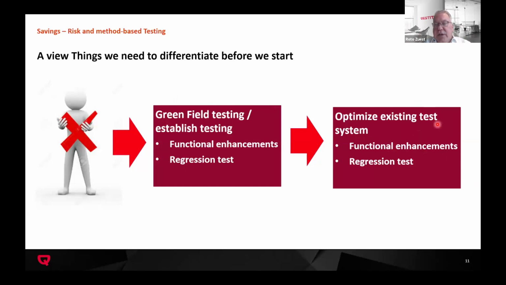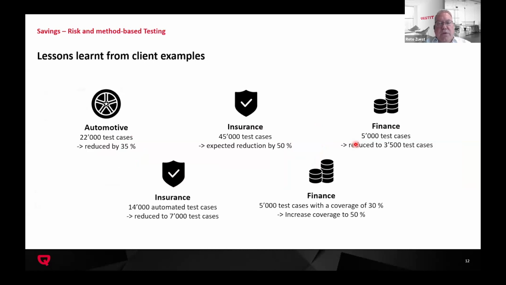And we have the other side, we have the optimized existing test systems, where we have as well the functional enhancement, especially the regression tests. And here today, we see a few observations. These are real examples. So we have taken over in the automotive field 22,000 test cases and could reduce them by 35%. We are working on a deal where we have currently 45,000 test cases and expectation is to reduce it by 50%. This is a real example.